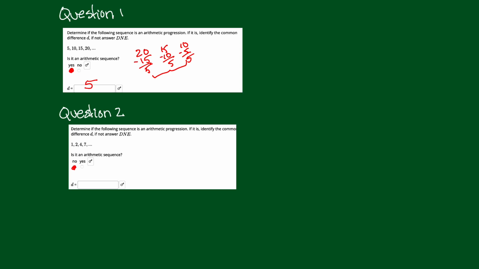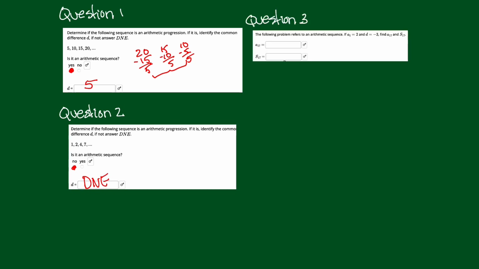And then it says this. What do we do down here? It says, if there's no common difference, just answer D and E. So I'll just write D and E. It does not exist.